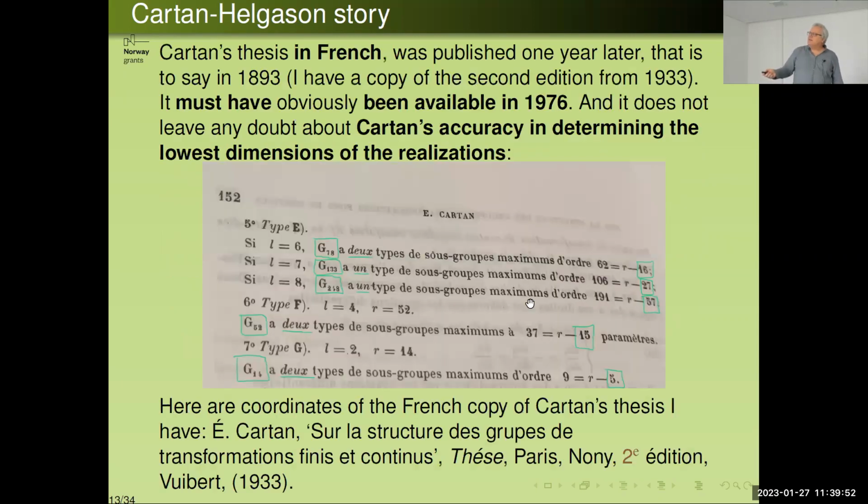And as I said, Cartan is innocent. He gave the proper lowest dimensions of realizations, and he actually told, for example, that this E6 has 2 different realizations in dimension 16, and so that's Cartan's thing. So how many times did you find a wrong statement by Helgason? Many times.